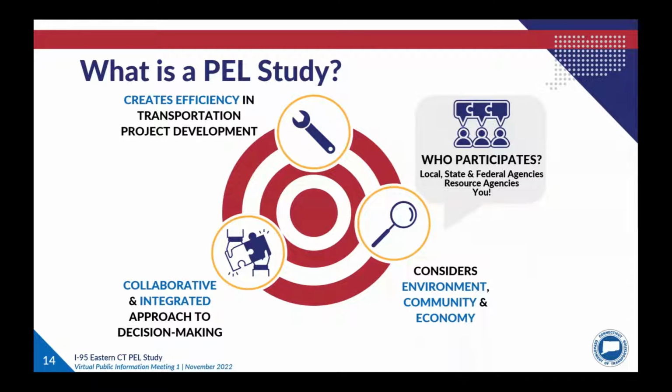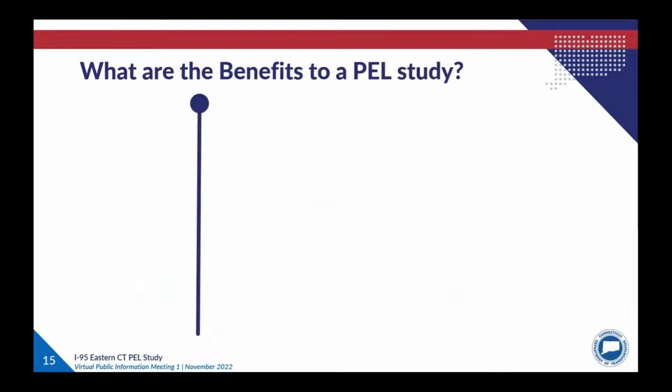The PEL process considers the environment, the community, and economic conditions, and is intended to be a collaborative, integrated process for decision-making. This is achieved by ensuring local, state, and federal agencies, the environmental resource agencies like those who oversee environmental concerns, and the public work together early in the planning process.